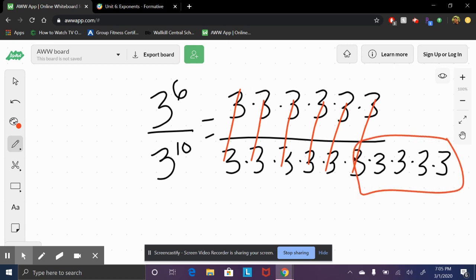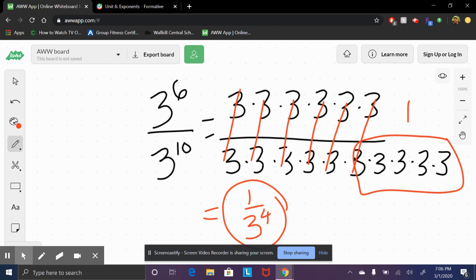Remember, anything divided by itself is 1. So it's not 3 to the 4th, it's 1 over 3 to the 4th. 1 over 3 to the 4th, because when I divide a number by itself, it's 1. And then when I have 4 numbers in the denominator, you have to leave those there.